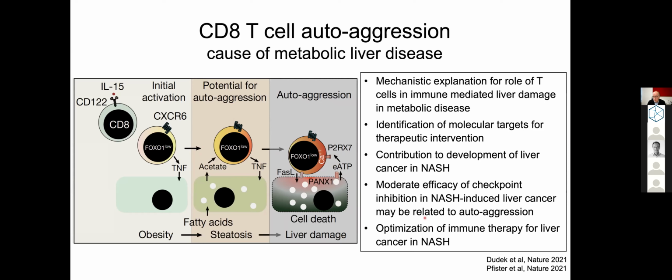And this has a number of consequences. First of all, it provides us with a mechanistic understanding for the role of T cells in metabolic disease, but it also identifies novel molecular targets for therapeutic intervention, and it tells us important information about how the immune system may actually be involved in the development of liver cancer. As a consequence of this, we identified in an accompanying back-to-back paper by our collaborators from the German Cancer Research Center that this is probably also the reason for the lack of efficacy of checkpoint inhibition therapy in patients with NASH-induced liver cancer. So we are currently working on novel aspects of immune therapy that could be applied for those suffering from liver cancer that has arisen in NASH.